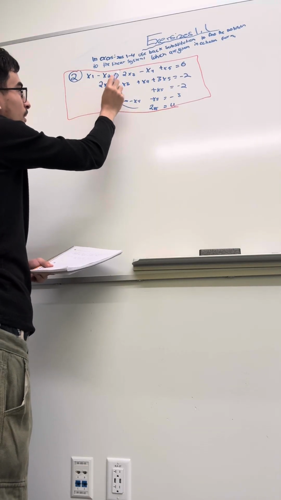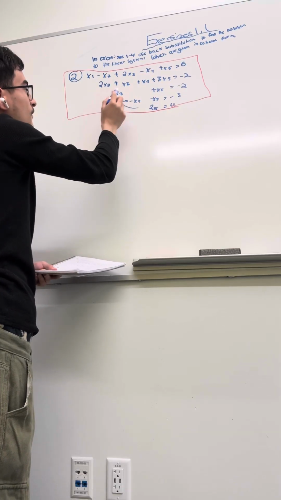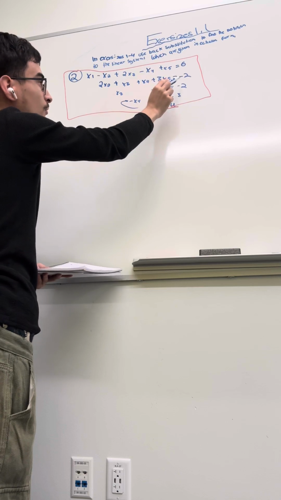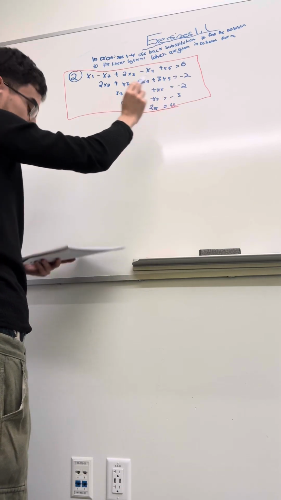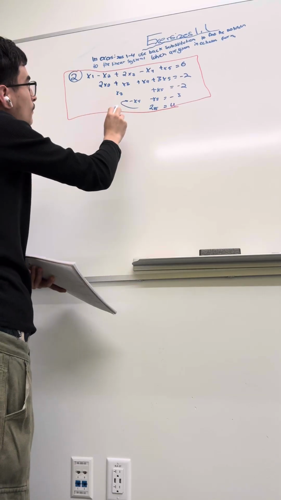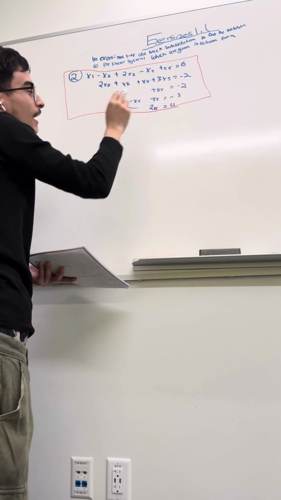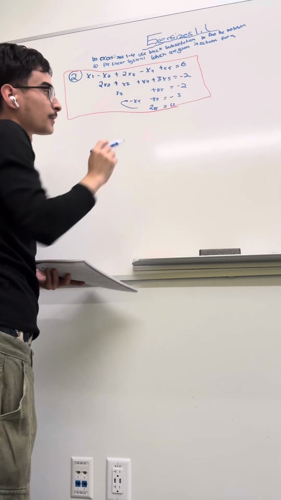x1 minus x2 plus 2x3 minus x4 plus x5 equals 6. Second equation, 2x2 plus x3 plus x4 plus 3x5 equals negative 2. Third equation, x3 plus x5 equals negative 2. And fourth equation, negative x4 minus x5 equals negative 3. And the last one, 2x5 equals 4.